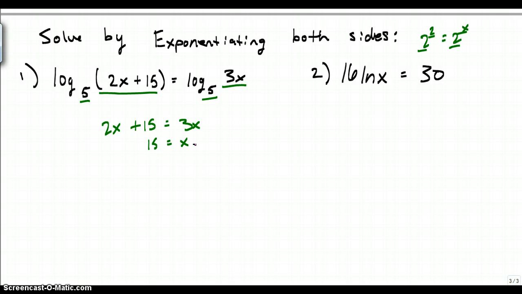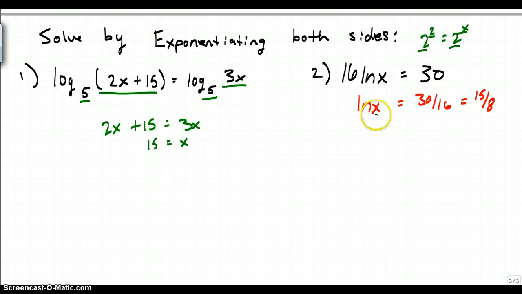To show you that it works by exponentiating both sides, I'll come back to this problem after we do number 2. So look at number 2. I've got 16 natural log of x equals 30. I want to get the natural log of x by itself. So I divide both sides by 16. Well, this simplifies into 15 over 8. So I have the natural log of x equals 15 over 8.